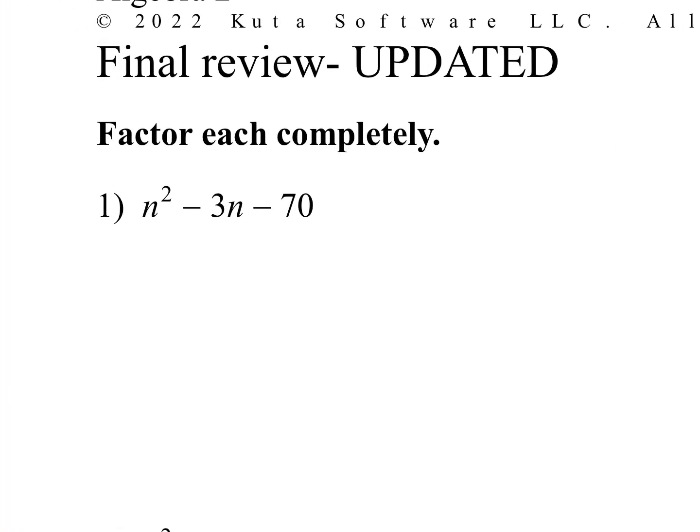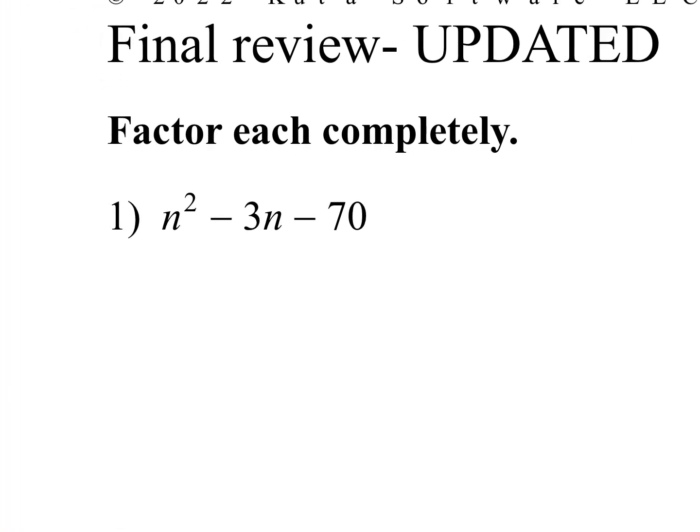So starting with number 1, how would I factor this? -10. Perfect. We want to find 2 factors of -70 that add to -3, so that would be -10 and 7. So I could write it as x minus 10 times x plus 7. And it doesn't matter the order, and remember, the final is multiple choice, so it'll either be written like this, or it'll be written x plus 7 times x minus 10.